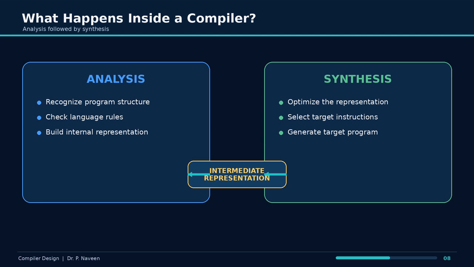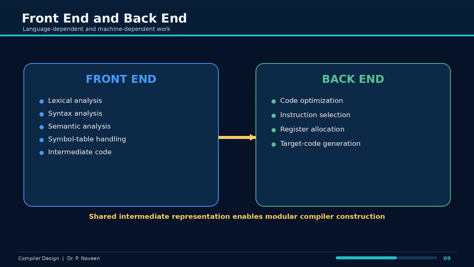So remember this difference. Compilers convert high-level language into low-level code. Assemblers convert assembly language into machine code. In many systems, compiler and assembler work one after another. Okay, let's move on to the next slide.